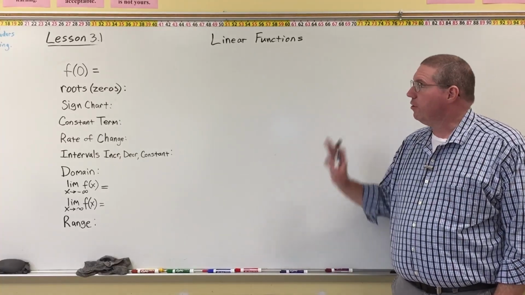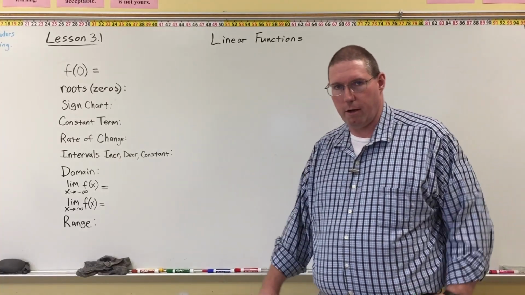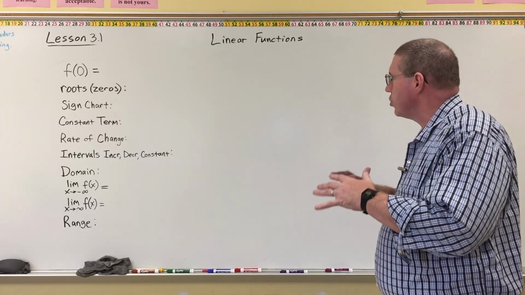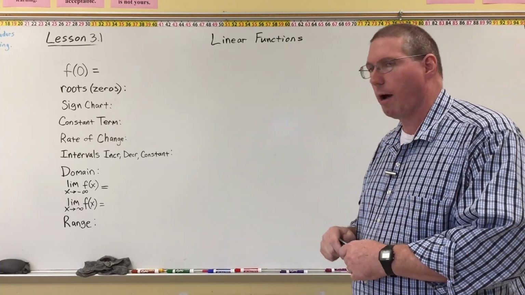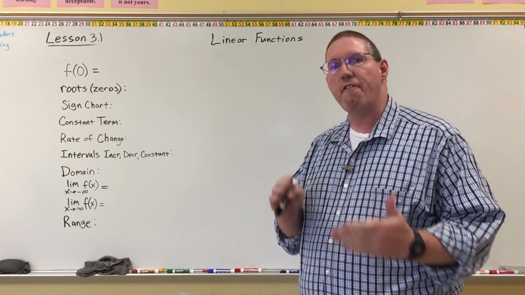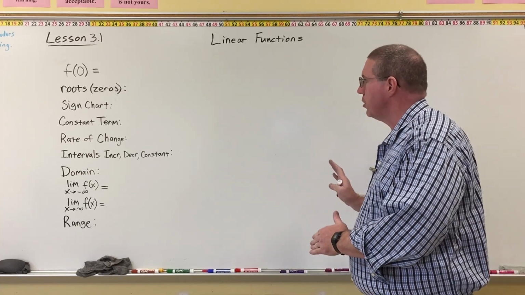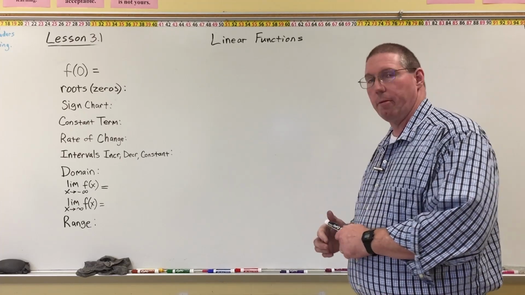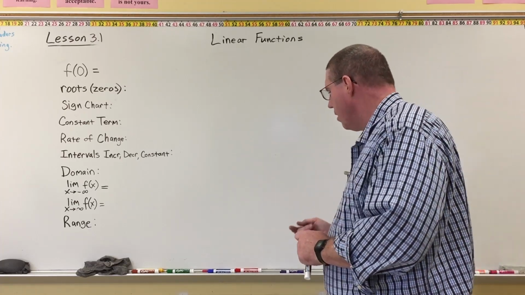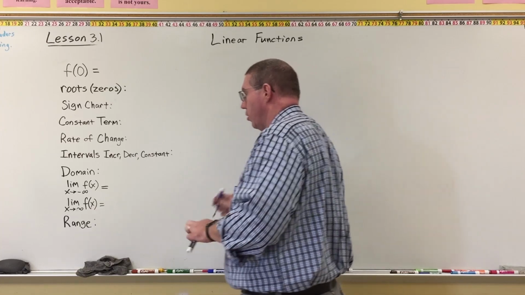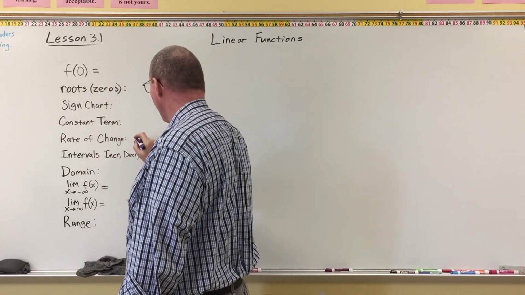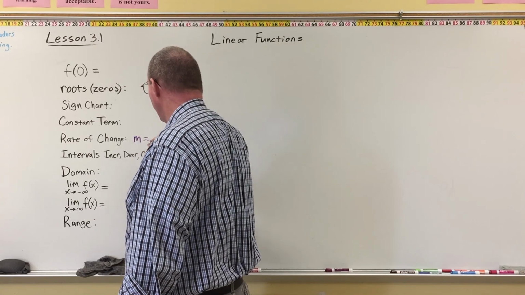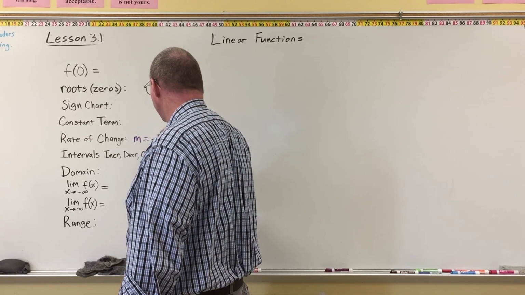Okay, so we're going to continue with linear functions here, only instead of just starting with the linear function, I want to show you a couple of techniques on how you can find the linear function if you only know a couple of pieces of information, okay? So let's say for the sake of argument that the only thing you know is the rate of change. Let's say that we know the rate of change is -7.